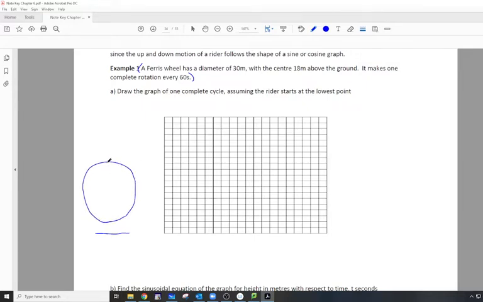Well, we know this Ferris wheel has a diameter, which goes from one end of a circle to the other through the center, of 30 meters. We also know that the center here is 18 meters above the ground, and we know that it makes one complete rotation every 60 seconds.